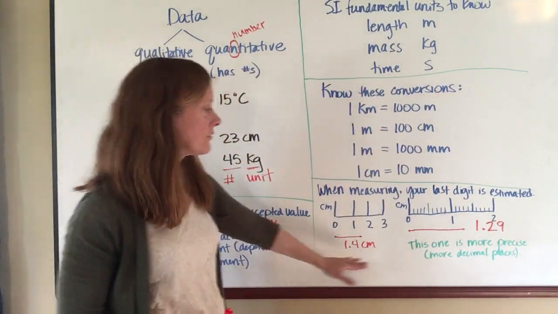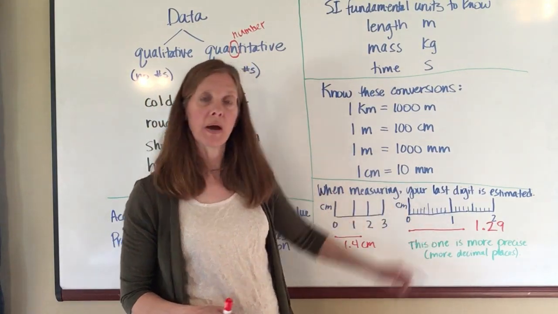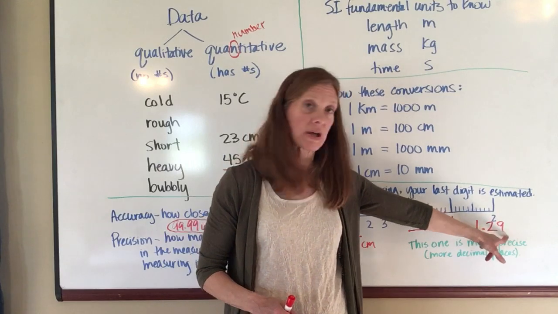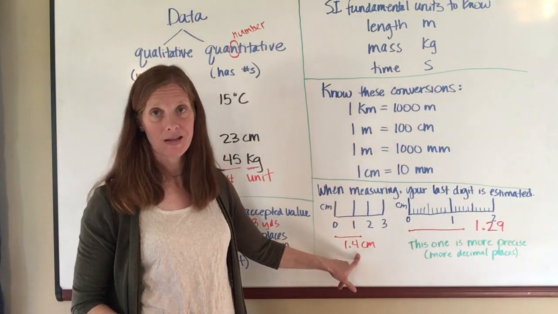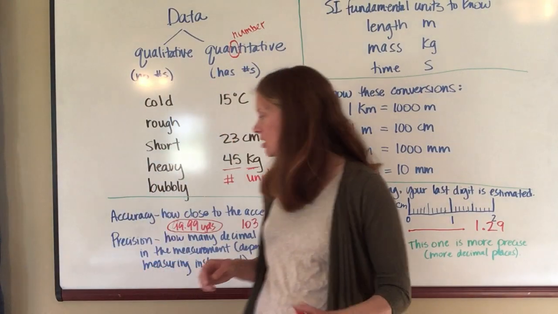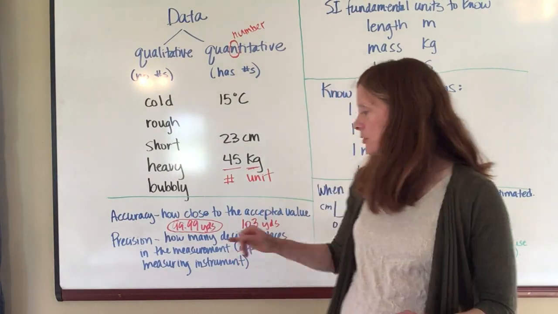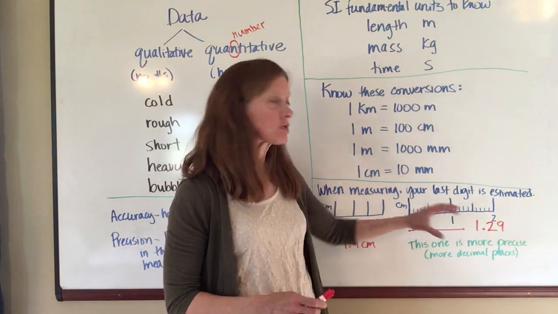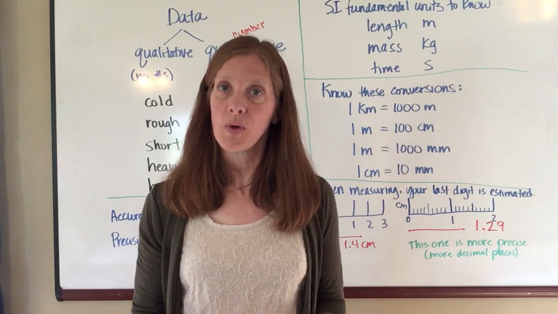So which one of these is more precise? Well, if I use this ruler, my answer is going to be more precise because it has 2 decimal places after it, in place of using this ruler where I just have 1 decimal place after it. So that's the difference between accuracy and precision. Accuracy is how close you are to the accepted value. Precision has to do with your measuring instrument and how many decimal places you can record with it.